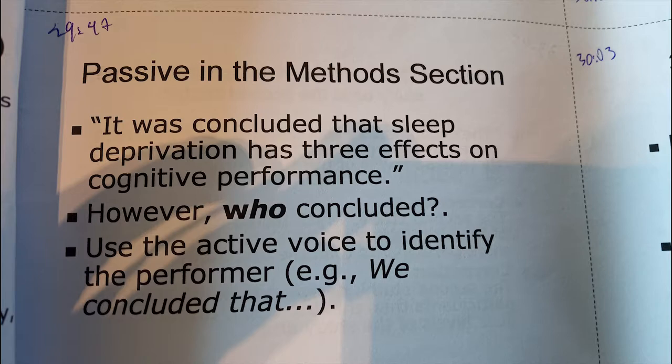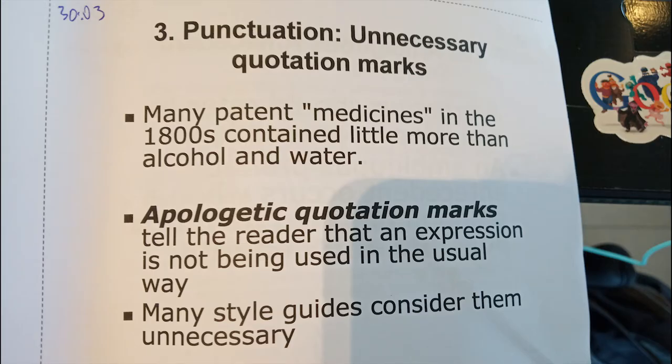The last way you can hedge, and I don't suggest this way either, is something called apologetic quotation marks. Sometimes we call them ironic quotation marks. When we use this, it means we use a word and we put quotation marks around the word because we want the reader to know it's not real, it's fake, not true. For example, many patent "medicines" in the 1800s contained little more than alcohol and water. The writer's trying to say, this is not a real medicine. So he's saying, quote, medicines.